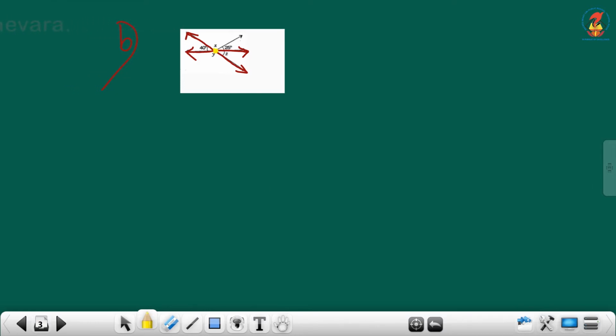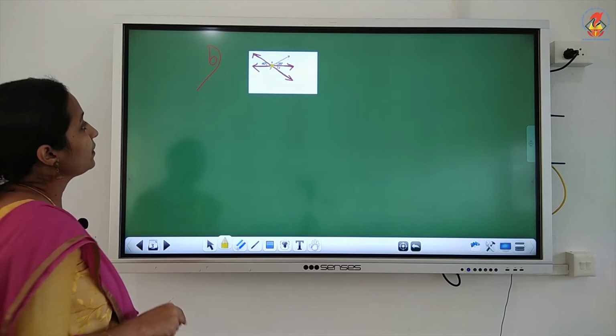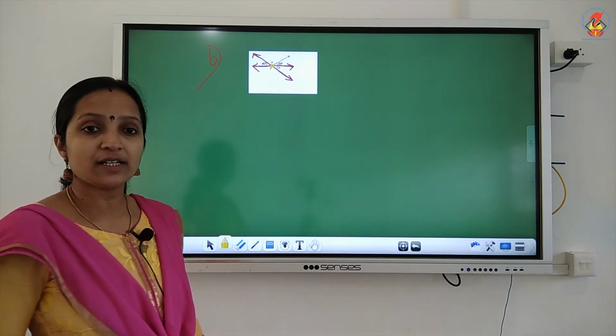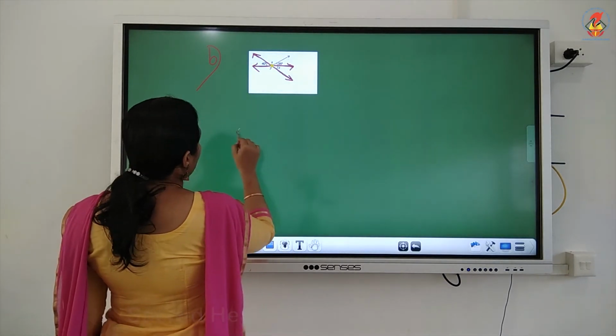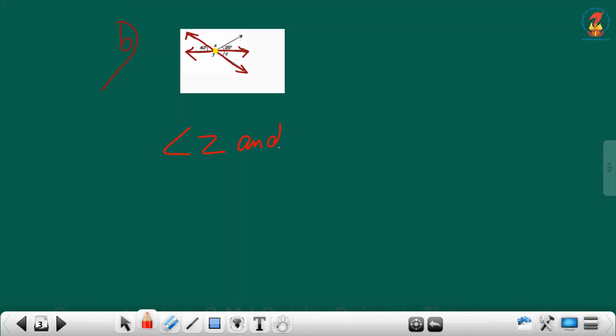This is the point of intersection. Here we can see two lines intersecting at one point. That common point is known as the point of intersection. Now, can you find the vertically opposite angles here? You can see that angle Z and 40 degree are vertically opposite angles.